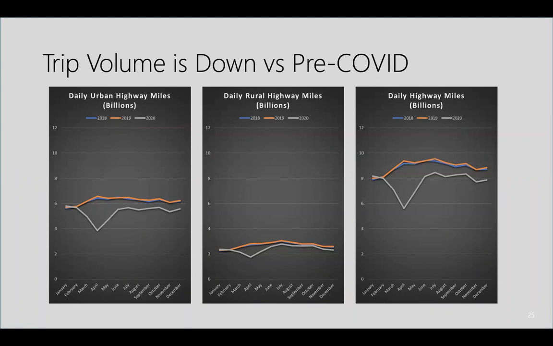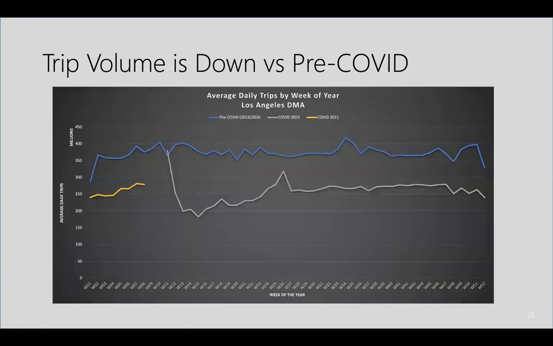And so if you go to the next chart, you can see, oh, sorry, we'll focus on Los Angeles here. Los Angeles was a market that was heavily impacted by COVID, as you can see, starting in 2020, starting in week 10, week 11, when a lot of the country started putting travel restrictions in place.